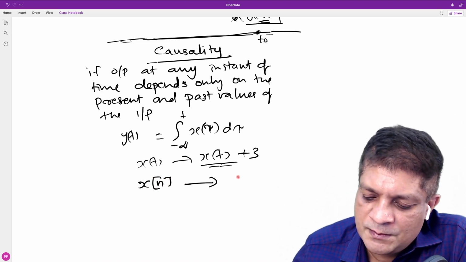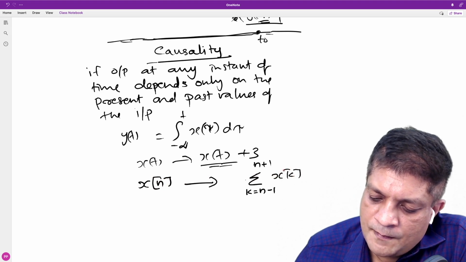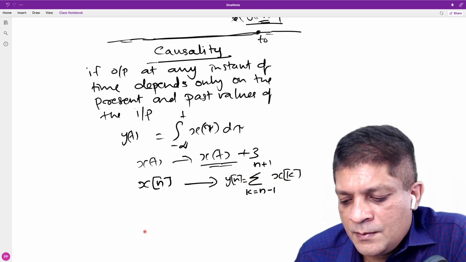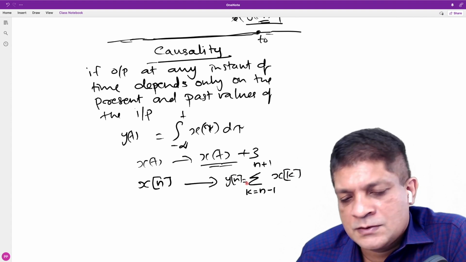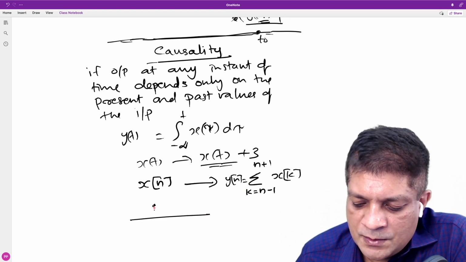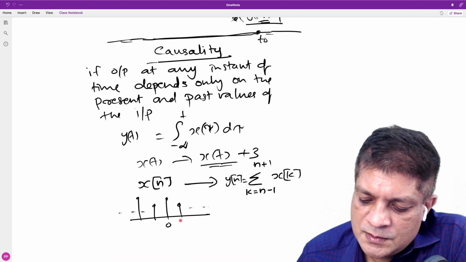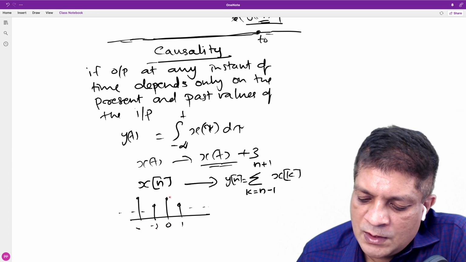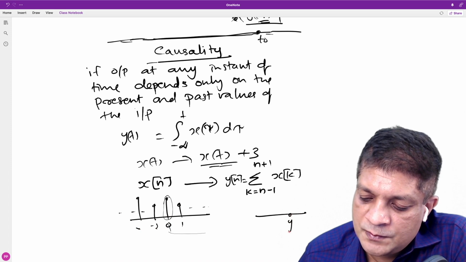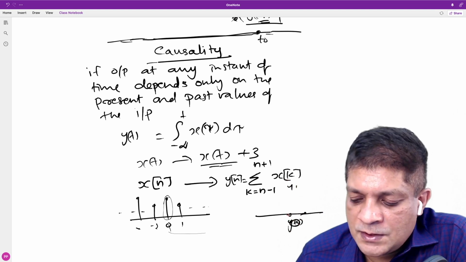x[n] is the input to the system and the output is, let's say, this is the output y[n]. It is a function of n. Can you tell me what this system does? You have an input sequence, let's say some sequence: this is 0, 1, -1. What is the output at this point, corresponding to this instant of time? What is y[0]? What is the output at this instant of time?